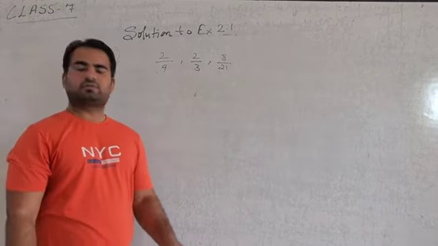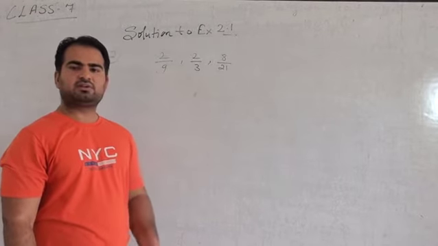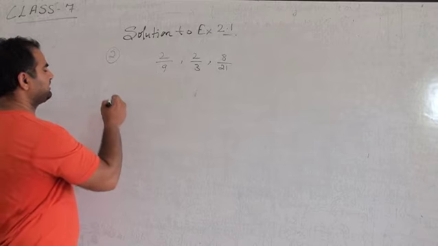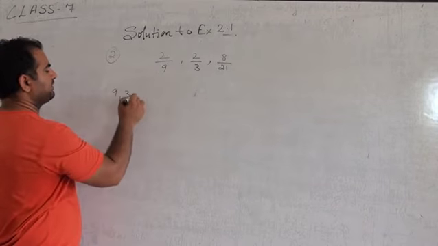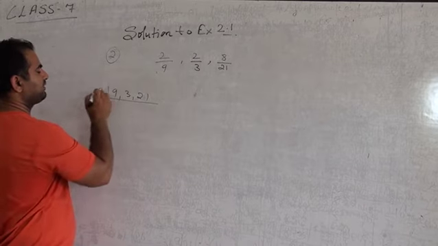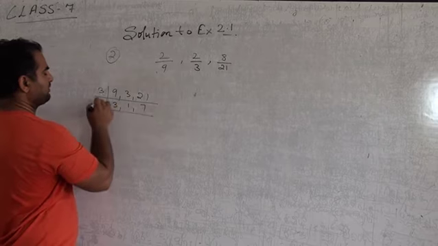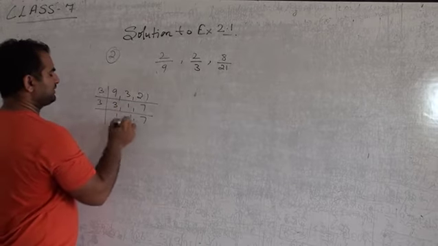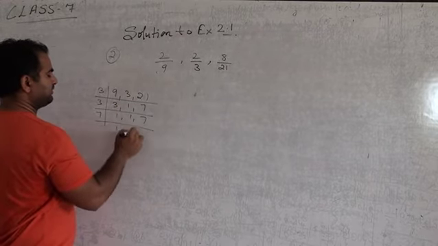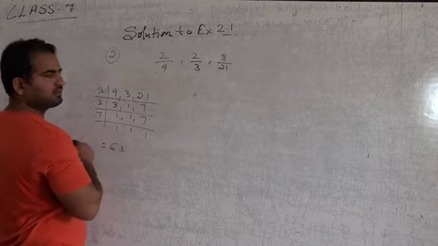So what we have to do is find the LCM of 9, 3 and 21. Dividing by 3: 3 3s are 9, 1, 7. 3 1s are 3, 1, 7. And 7, 1, 1, 1. It will be 63. Okay.